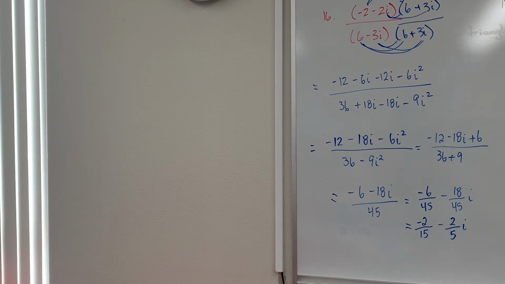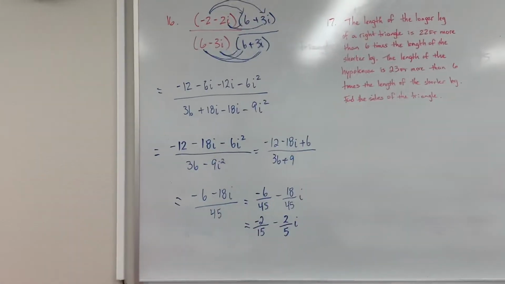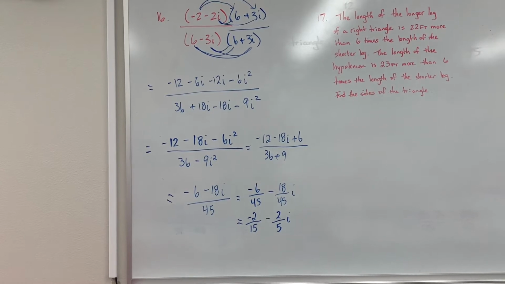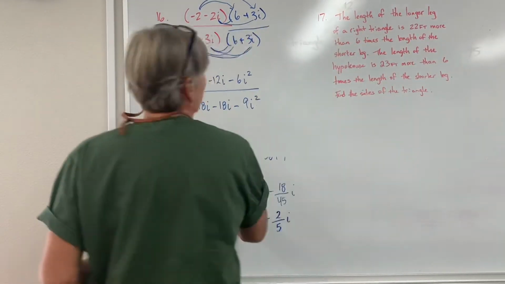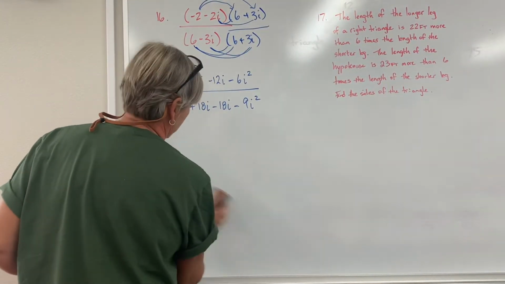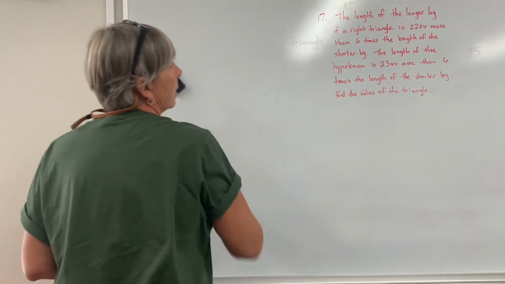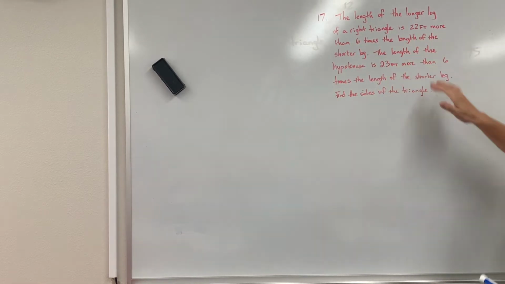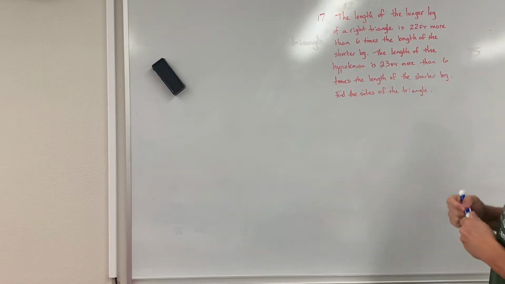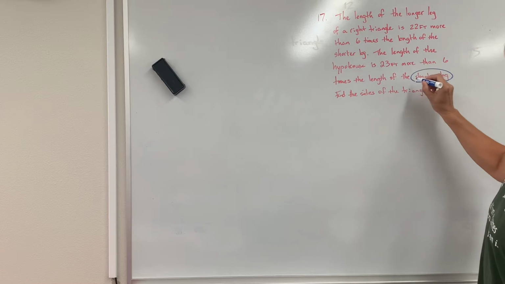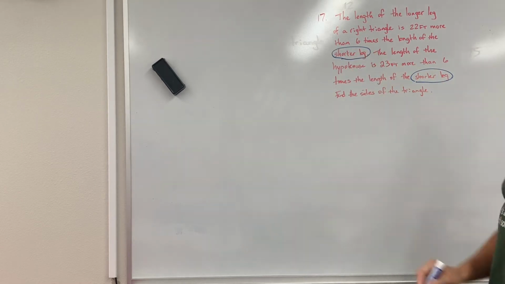All right, let's look at the next question, number 17. And it's a story problem. It says the length of the longer leg of a right triangle is 22 feet more than 6 times the length of the shorter leg. The length of the hypotenuse is 23 feet more than 6 times the length of the shorter leg. So notice in both cases, they reference the clues relative to the shorter leg. So find the sides of the triangle.